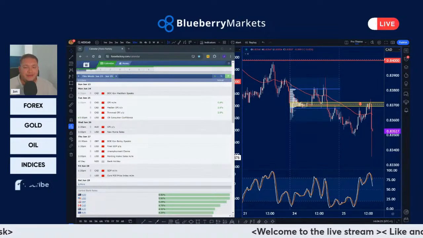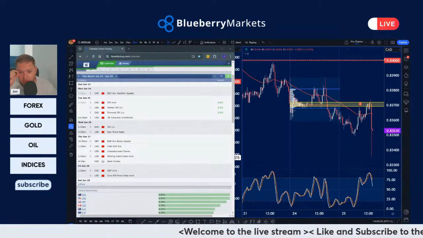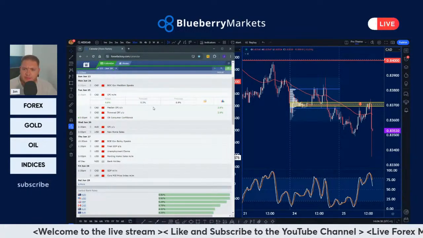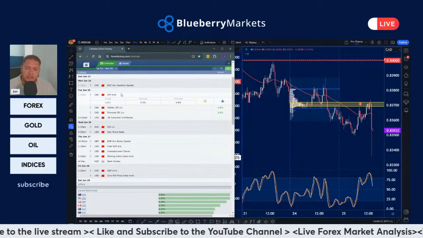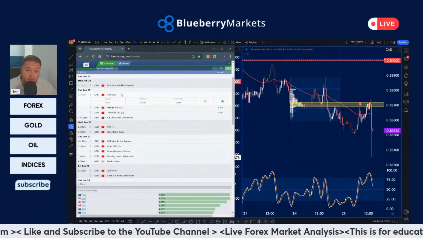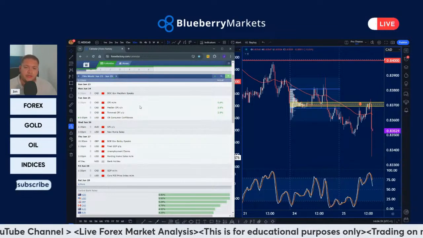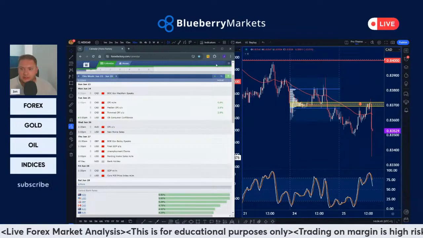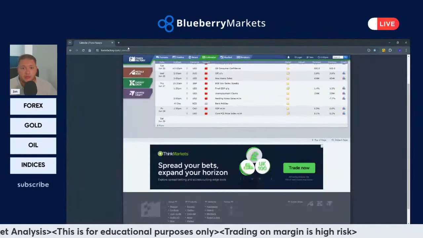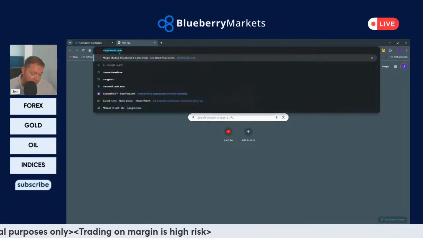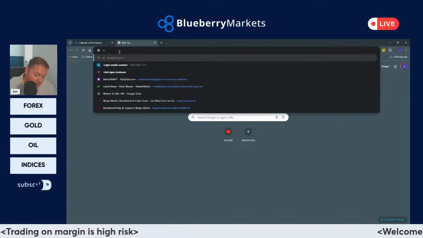But yeah, not really too much going on in terms of data this week. Obviously, the CAD CPI data missing expectations to the upside would be quite interesting for those that are trading the Canadian dollar. CAD strength is something we've been looking at recently, especially in line with the commitment of trader reports, if anybody follows the commitment of trader reports.